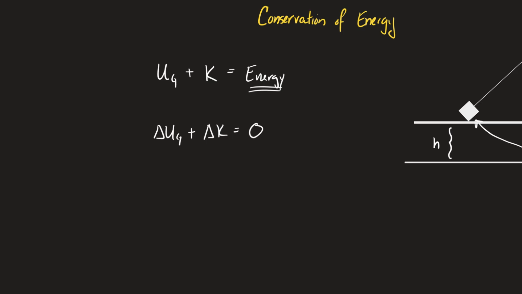That doesn't mean you can't have changes in the types of energy, meaning you can lose some potential energy and gain some kinetic energy and vice versa. But the change in energy has to equal zero if there's no external work being done on the system. This is for an isolated system.